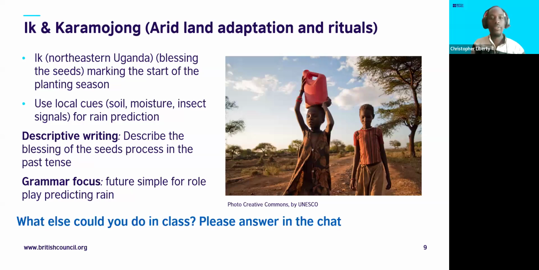So in our chat, I would like to know, I've seen most of us are from different parts of the world, what else could you do in our class? I had suggested that we use descriptive writing to describe the process of blessing the seeds according to the Ik. And the second one was using future tense to predict the role of indigenous knowledge in predicting rain. So what other concept in the English language could you use to teach indigenous knowledge, focusing on the Ik and the Karamojong? So let's answer this in the chat. What other English aspect could you use? Yes, could write a poem. Interesting. All right, next slide, please.